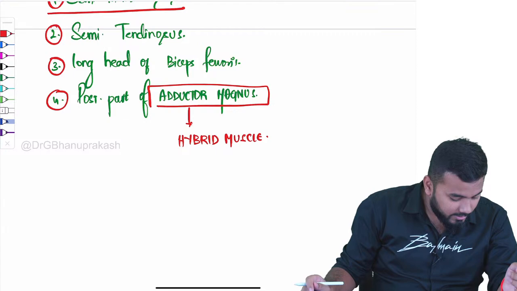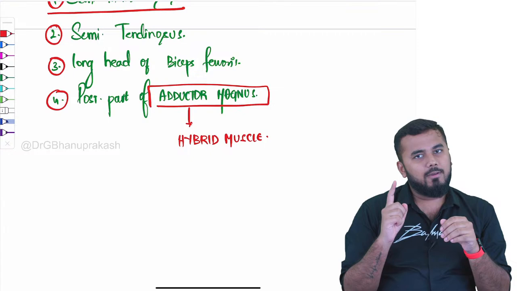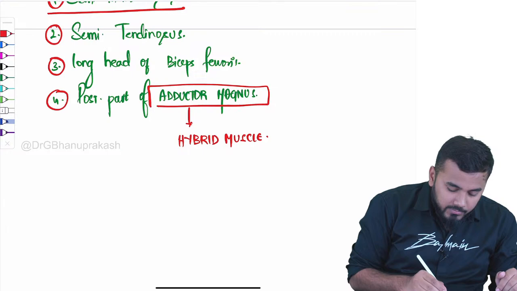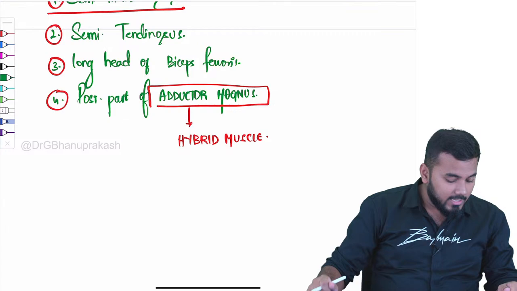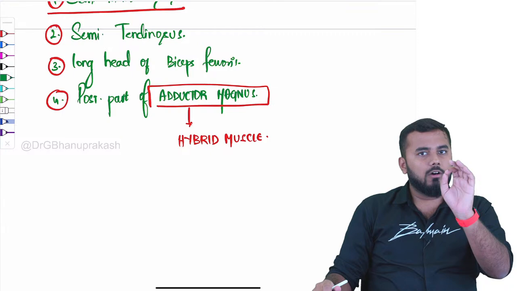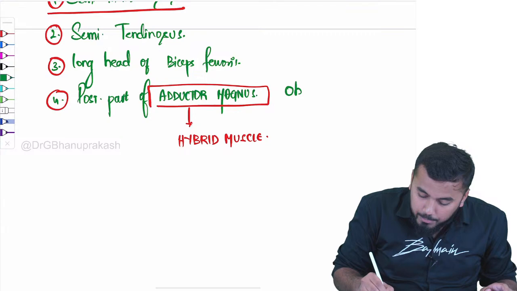So, what is a hybrid muscle? One muscle is normally supplied by a single nerve. But if a muscle is supplied by two nerves, then you call it a hybrid muscle. For example, adductor magnus was of which compartment? Very good, the medial compartment. The nerve of the medial compartment was the obturator nerve. So adductor magnus is supplied by the obturator nerve.